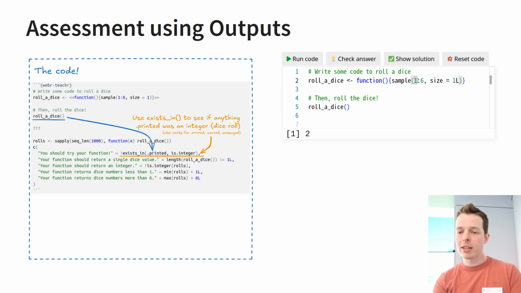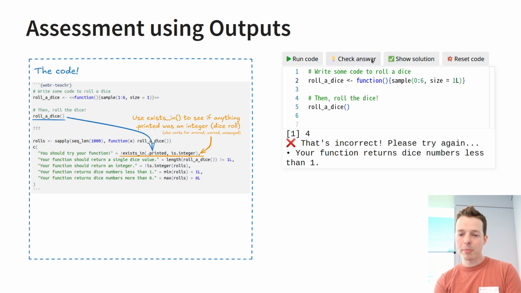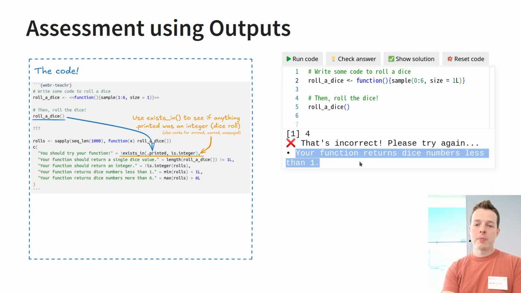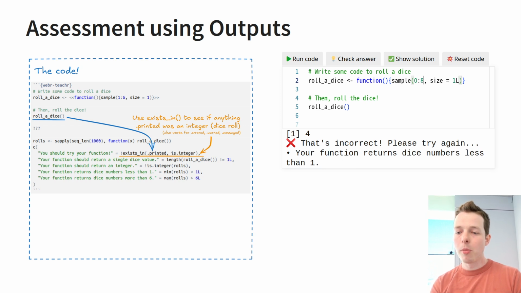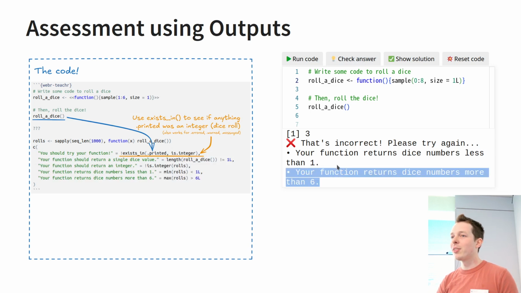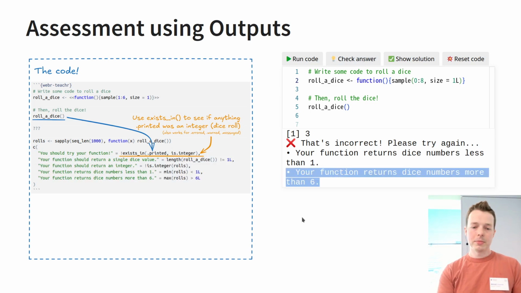But if I make a mistake and maybe say 0 to 6, I'm a 0 indexer, and try to check my answer, I get targeted feedback. My function is rolling less than 1. Of course, if I go more than 6 as well, now I get 2 problems. Less than 1, more than 6.